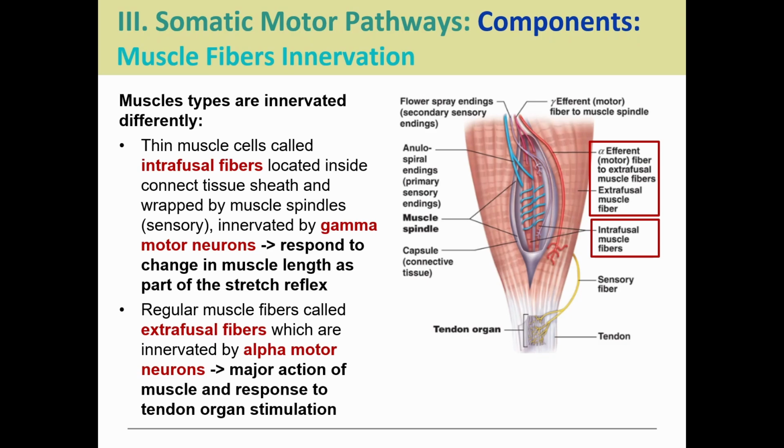We have a few different innervations that can occur depending on the muscle type. If it's a thin muscle cell, we have what are called intrafusal fibers. They're found inside the sheath wrapped by muscle spindles. They're innervated by gamma motor neurons, so they respond to changes in muscle length as part of the stretch reflex. Regular muscle fibers are called extrafusal fibers. They're innervated by alpha motor neurons, for the major action of the muscle in response to the tendon organ stimulation.